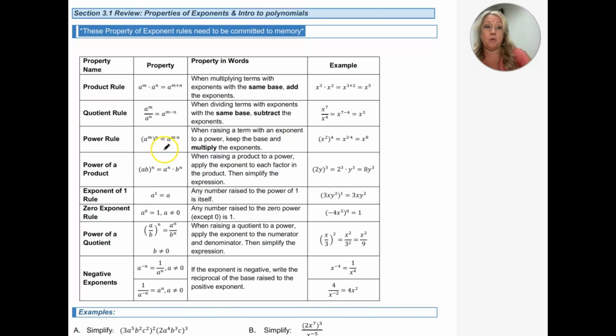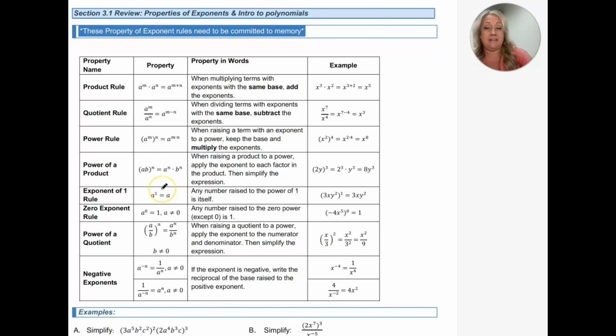The next one is the power rule. So when you have a power raised to a power, like we do here, then we multiply those exponents together. On this one, we can see that we have two things inside that are multiplied together, and we need to make sure that we give that exponent to both of them. So we need to raise the a to the nth power and also raise the b to the nth power.